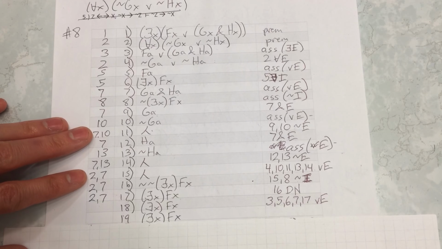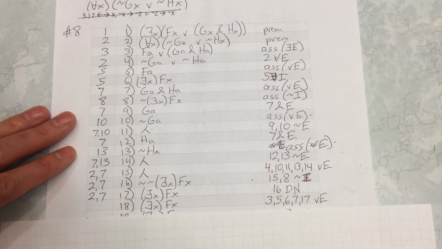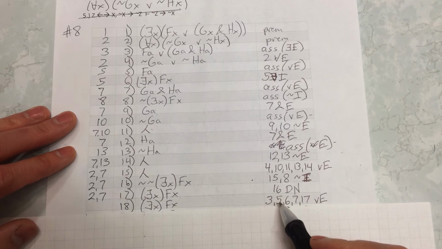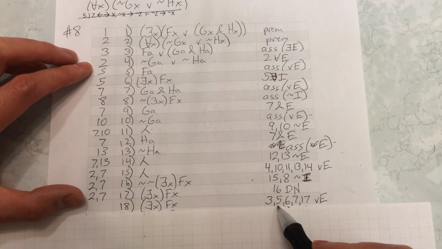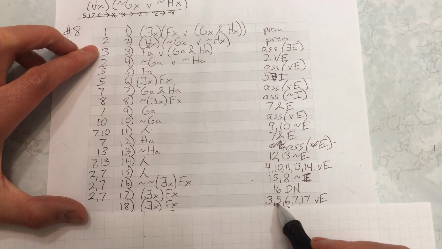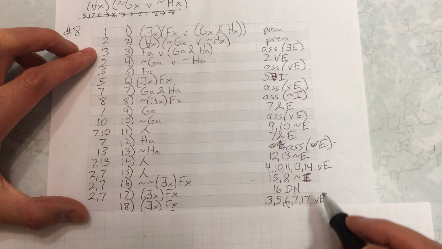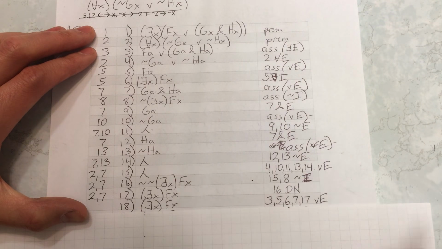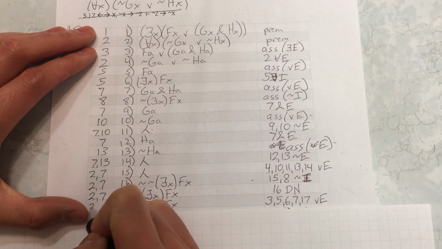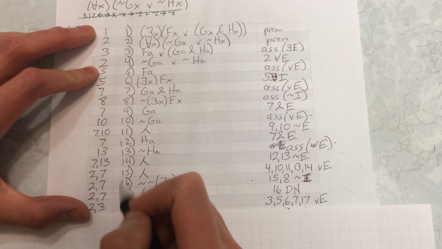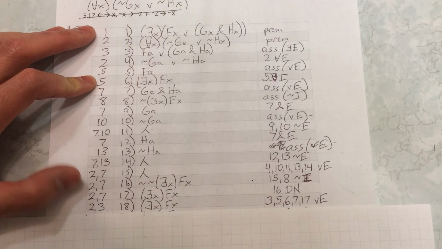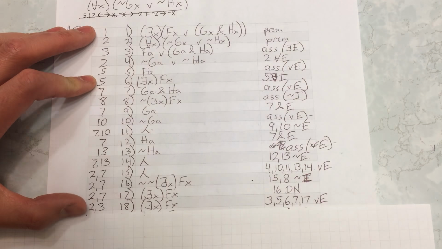I'll move up a bit. Okay, so once we do the OR elimination here, what we're discharging is 5 and 7. So what we get are dependency numbers from 3, 5, 6, 7, and 17. Of course, that's going to be 2, and 3, but 5 and 7 do not get included. So that's 2 and 3.